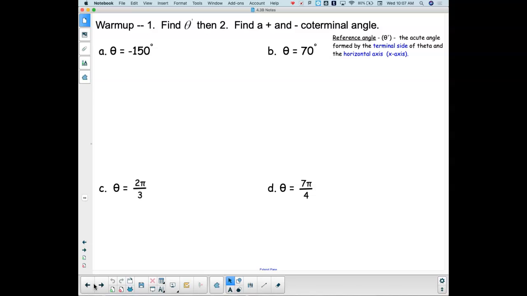Comma somewhere else, sure. But yeah, start fresh too. Okay. So two things for each one. First off, I want you to find me what the reference angle is, theta prime, and then I want you to find me a positive and negative coterminal angle with each one.